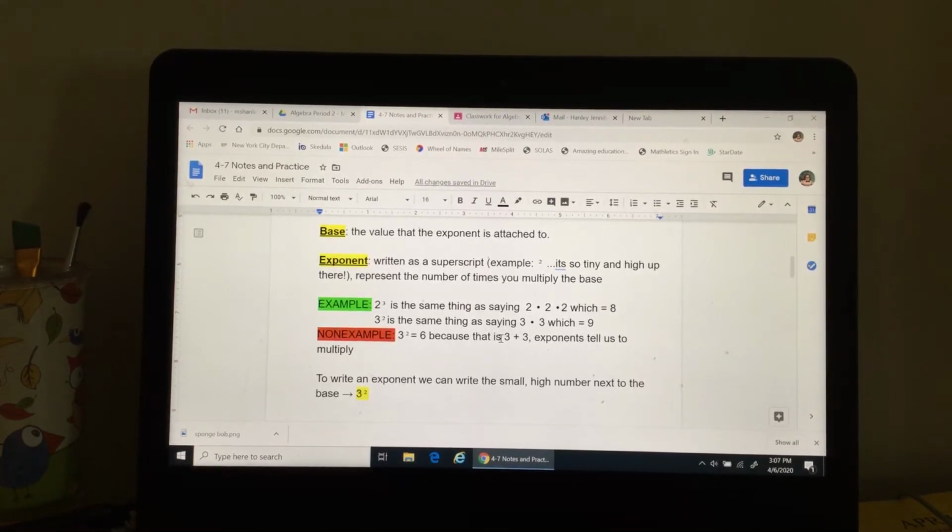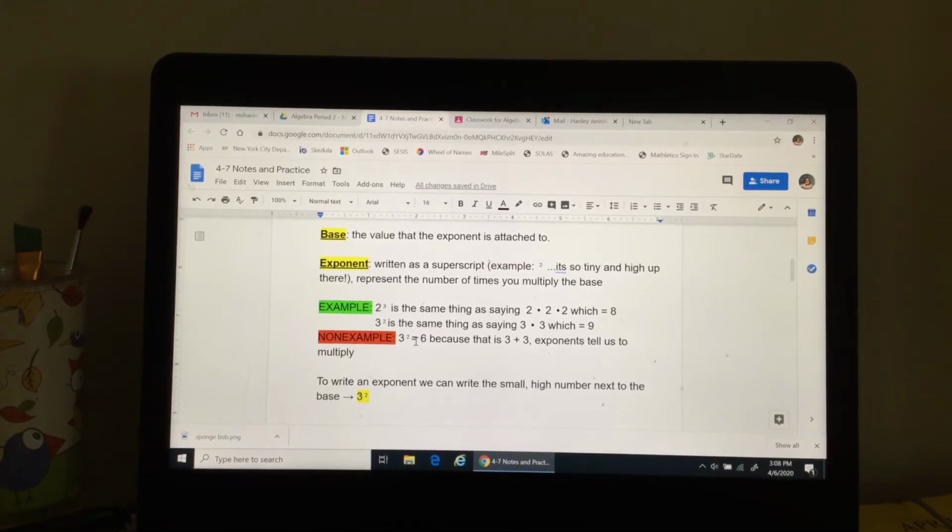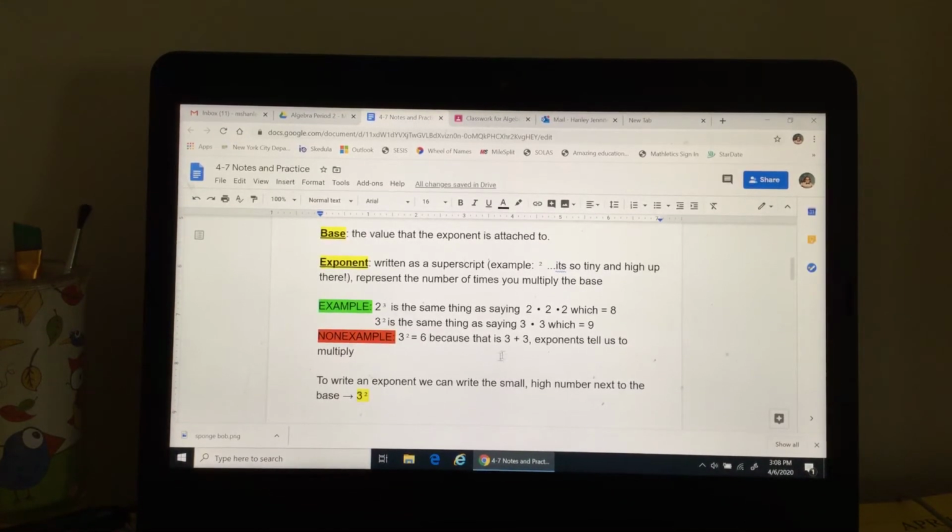I'm going to just briefly discuss a non-example, only because I don't want this going into your head, but what a lot of students do is they actually just see the 3 and the second power and they multiply it. That is no bueno, that is not right, because that's really saying 3 plus 3, but if you remember, an exponent is the number that you multiply the base, so that's what we want to focus on.